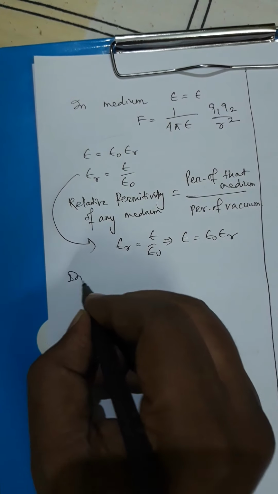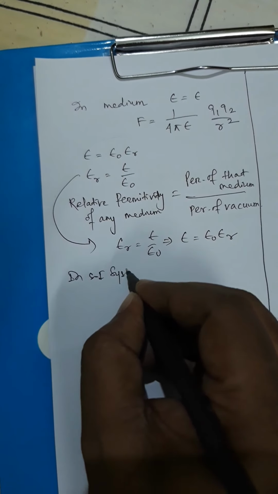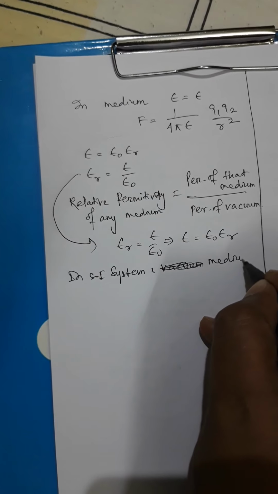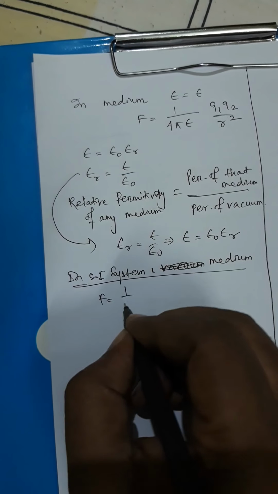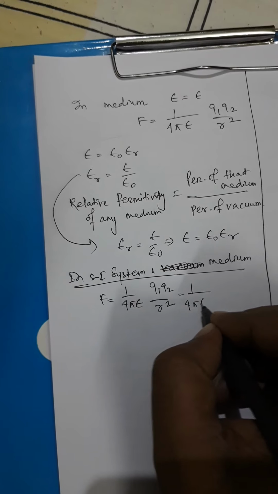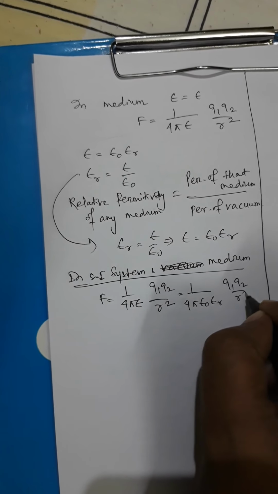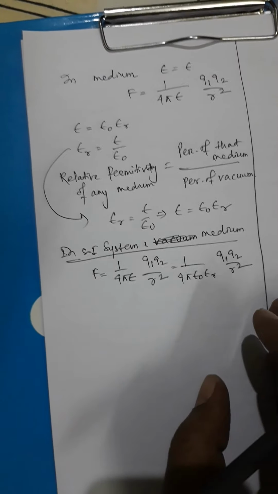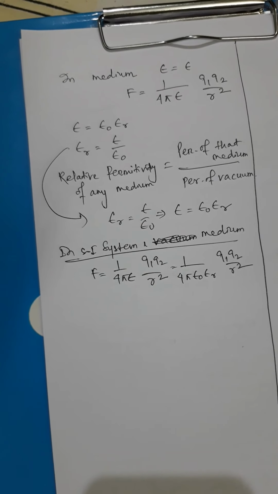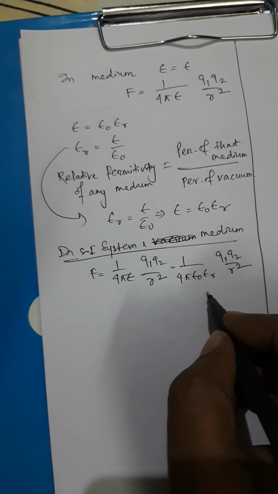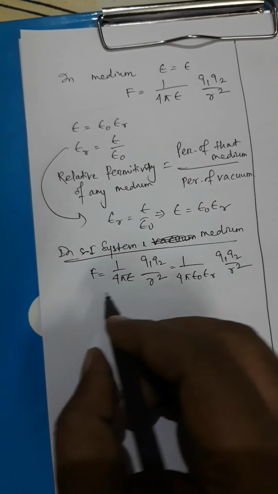So in SI system and in medium, F is equal to 1 by 4 pi epsilon Q1 Q2 by R square, which is equal to 1 by 4 pi epsilon naught epsilon R Q1 Q2 by R square.